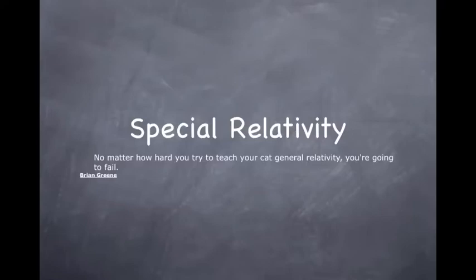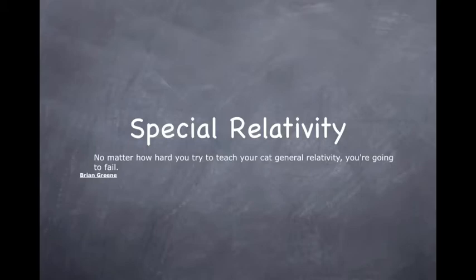So we come to one of the most confusing, misinterpreted, complicated things in physics so far. It's a good thing we don't have to know everything about it because it is very complex, and that is special relativity. A quote from Brian Greene, who's a preeminent scientist of the day involved with string theory: he says, no matter how hard you try to teach your cat general relativity, you are going to fail. Special relativity is very, very complex.